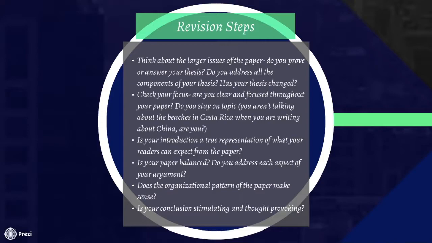So you want to make sure that for a balanced paper that you do address each component of your argument. You aren't just mentioning it. If it's in your thesis statement, it should at least have one full paragraph focused entirely on that topic. Does the organizational pattern of the paper make sense? Do you have headings in there that might clarify the organizational structure of your essay? Do you progress through the essay in an appropriate way? And then your conclusion, especially in an argumentative essay, should have a call to action. So you want to make sure that you leave your reader with something to think about.